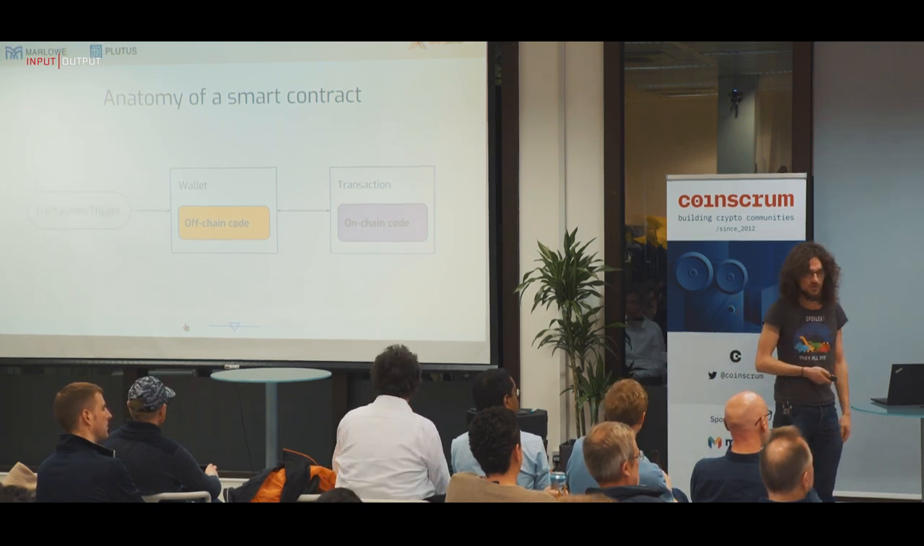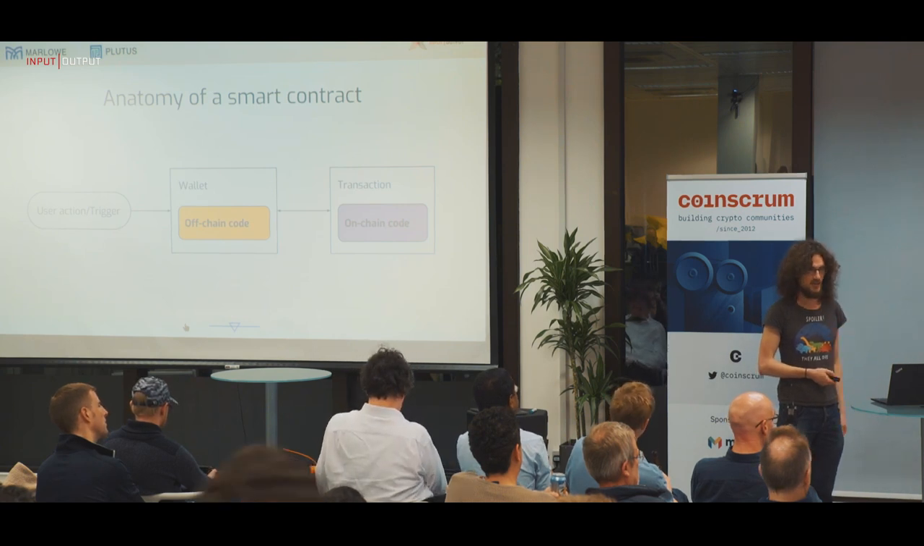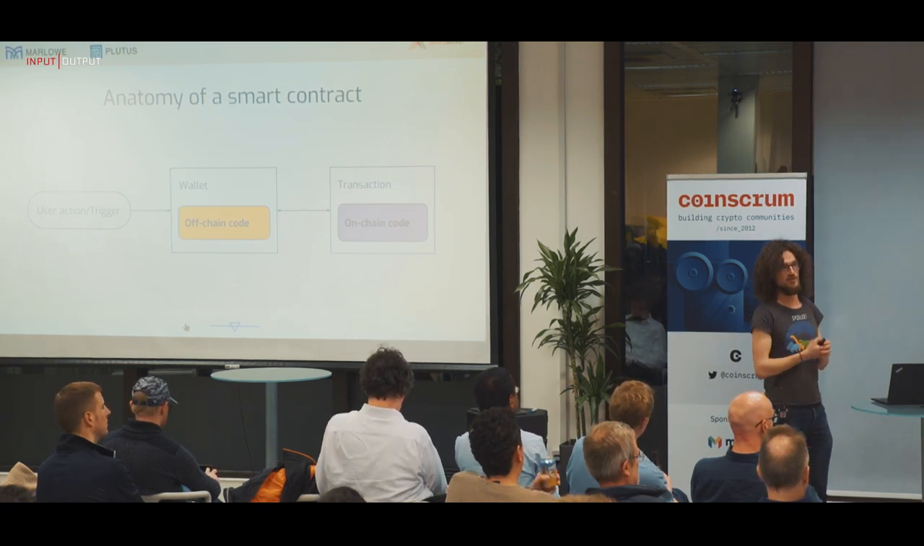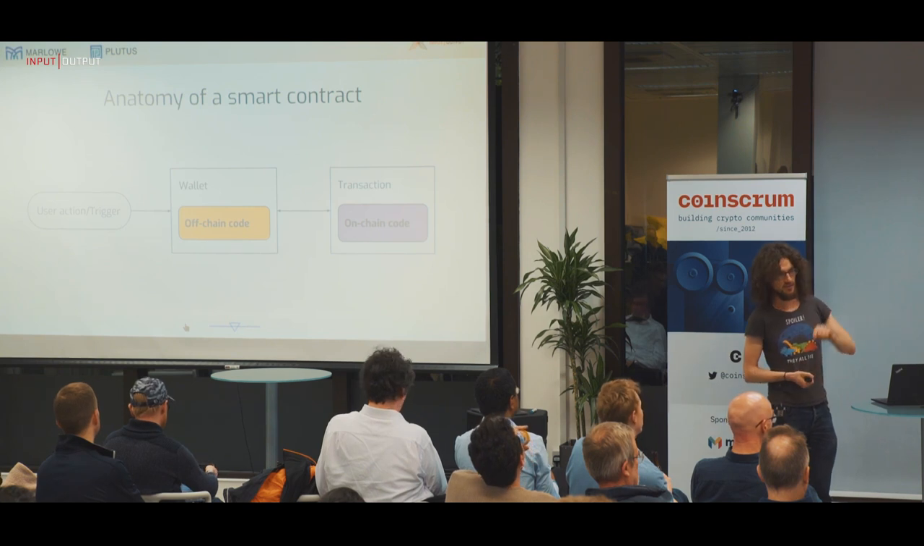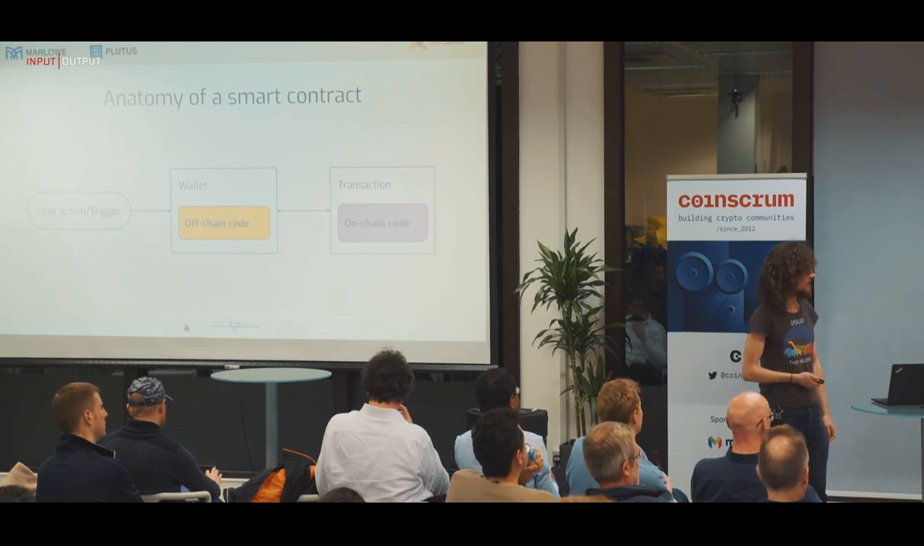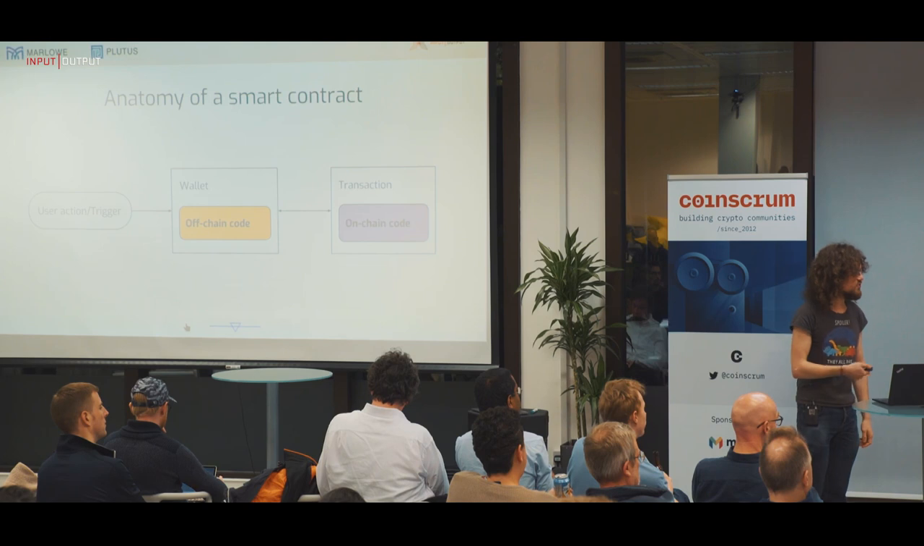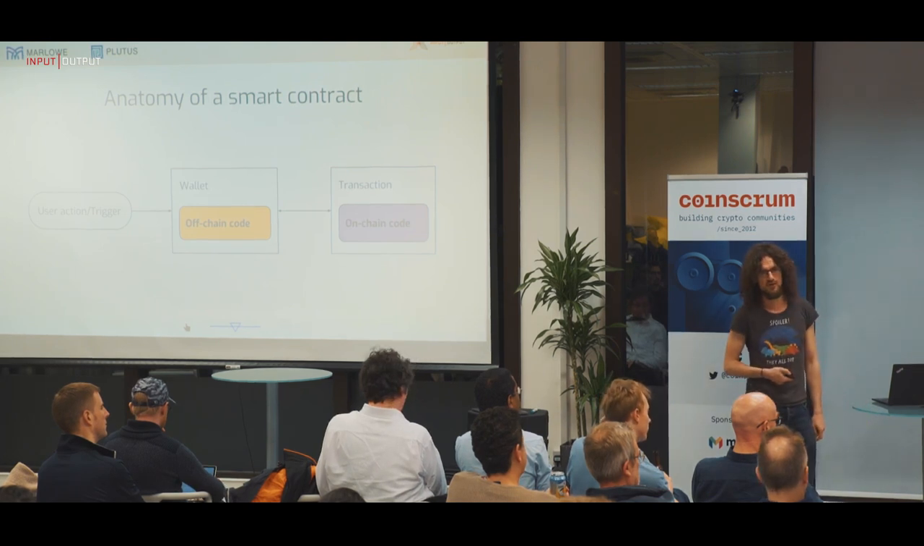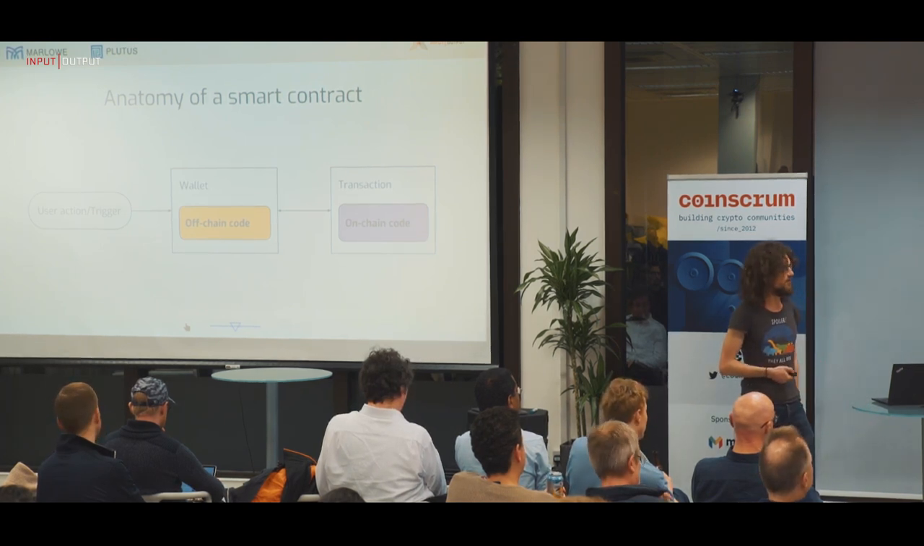So then the user can interact with that directly. So, you know, maybe it will present them some buttons that say, would you like to do this or this, or this has happened? And that's where they actually come in. And so this code that exists in the wallet is also very important. It's kind of the other half of the system.